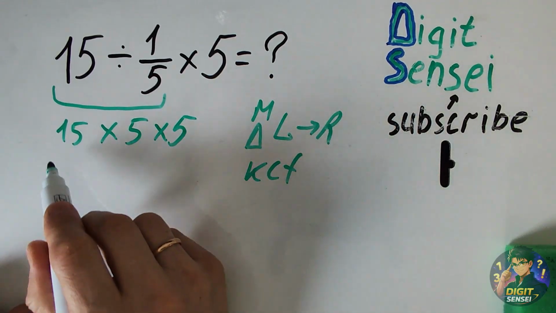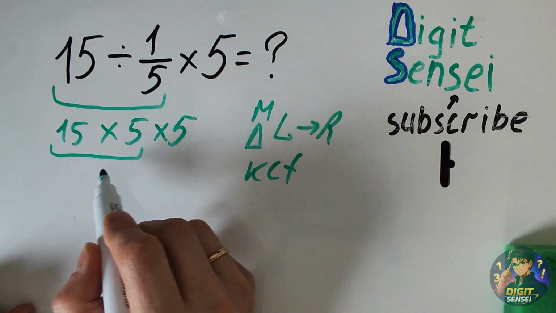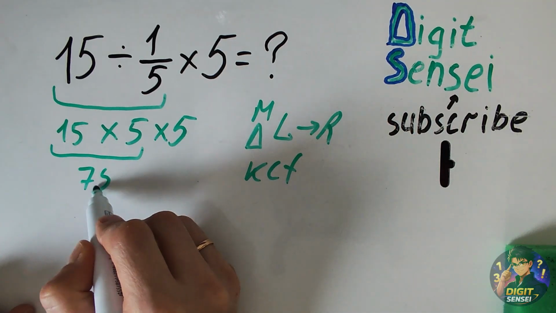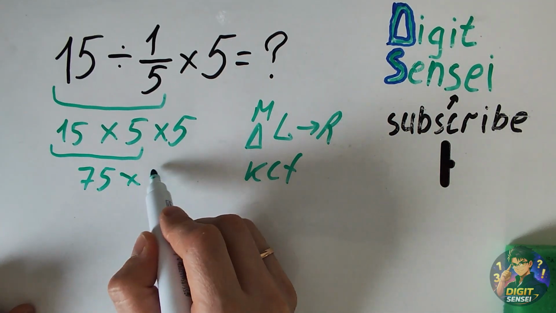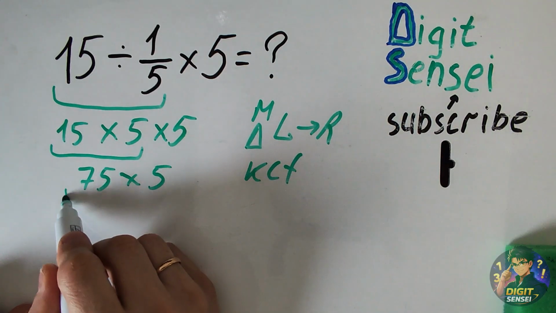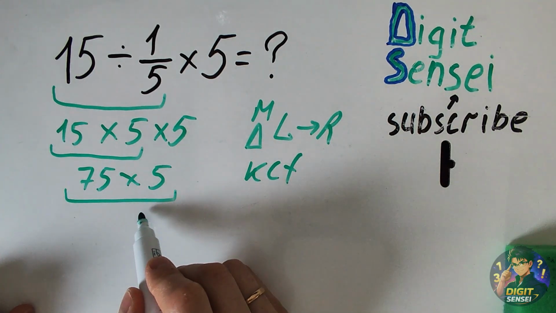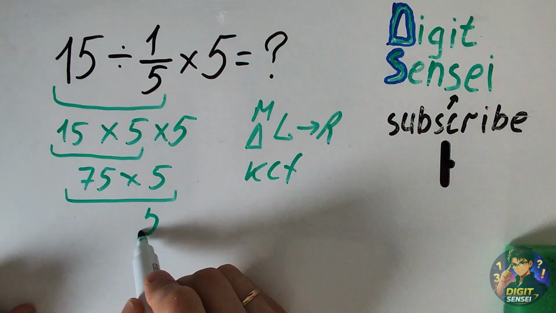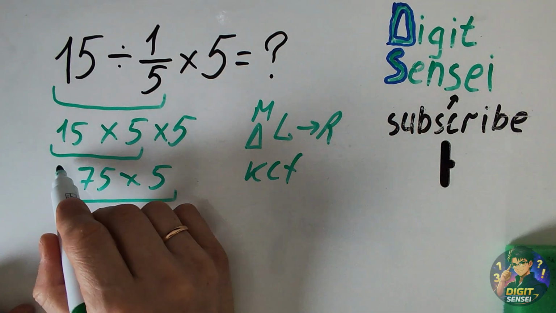15 times 5 gives us 75. So 75 times 5. Okay? 5 times 5 gives us 25. So we write 5 here and carry 2 here.